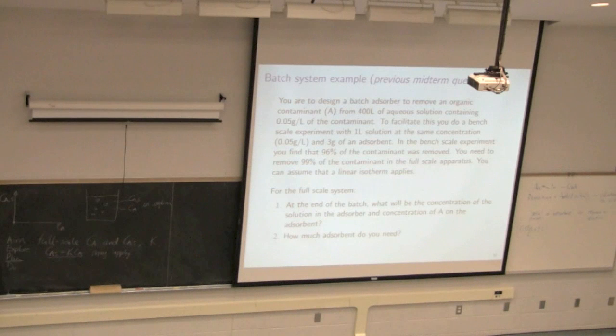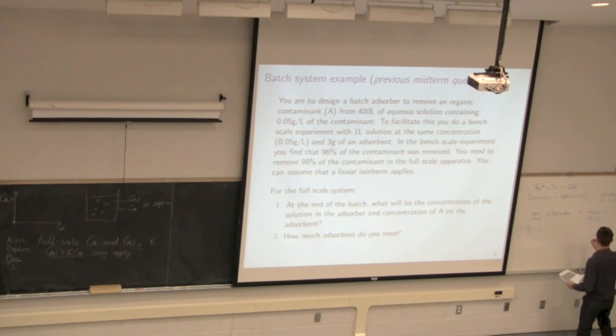So how does it get broken up? Where do we start? Which one do we know most about? We know what's remaining. So remaining is how much? 4% of what was added. So remaining is 0.04 times 0.05 grams per liter times 1 liter. But you also know that 96% is adsorbed, by difference. Okay, so this we can calculate as 0.002 grams.